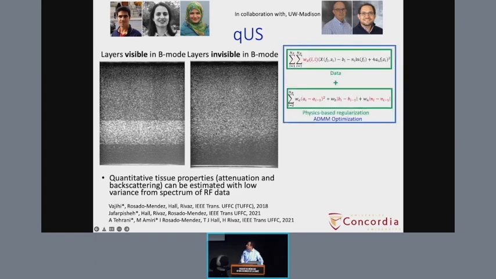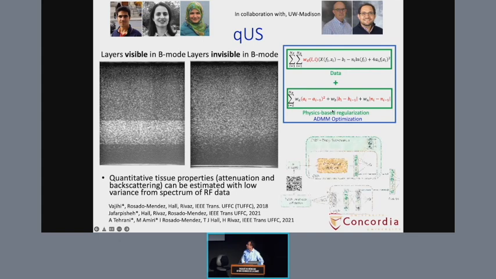And to solve for these quantitative ultrasound properties, we have proposed both optimization-based methods, where we have a data term and a physics-based regularization term, which we optimize using ADMM, and also deep learning-based methods, where we feed this image to a CNN. We also get statistical properties of that and feed them to an MLP, and then we fuse them together to estimate the statistical properties.